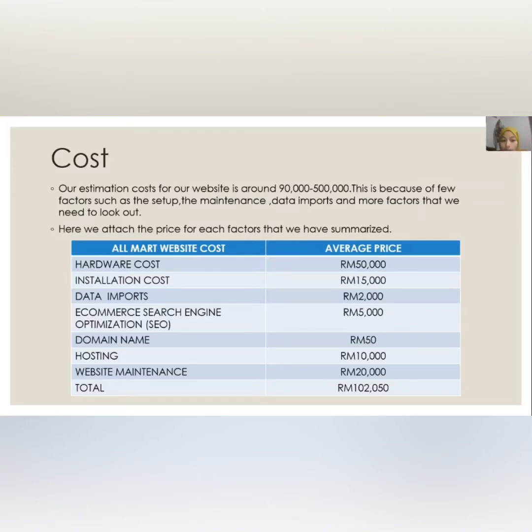Okay, for hardware, 50,000. For installation, 15,000. For data imports, 2,000. E-commerce search engine optimization, 5,000. For domain name, 50. Hosting, 10,000. Website maintenance, 20,000. And the total website cost is 102,050.